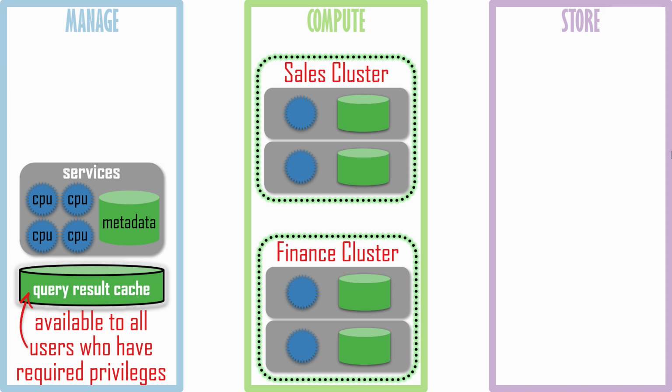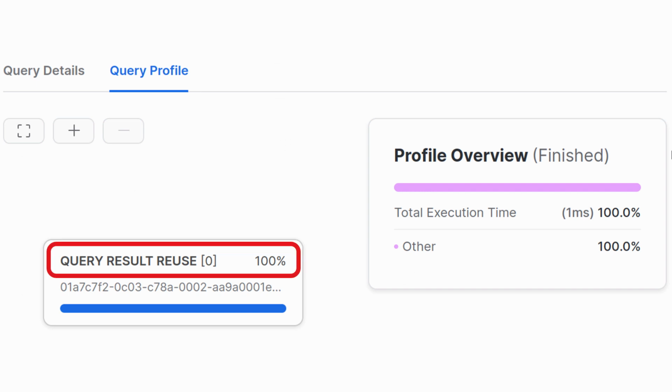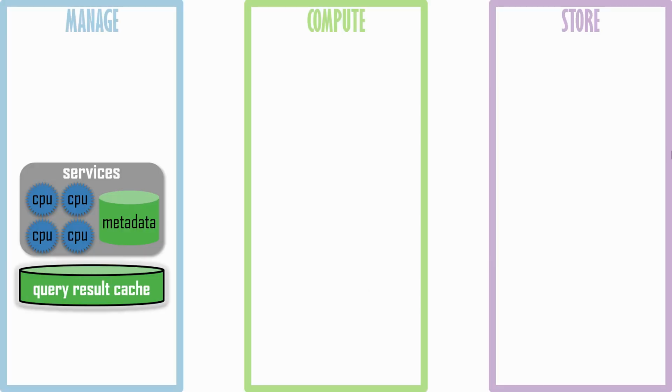And when she looks at her query's profile, she will see that she got a millisecond response time because my query's results were reused. This also means that since her compute cluster did not have to process her query, she was not charged any fees. Common wisdom is that Snowflake keeps a cache around for 24 hours, but there's a lot more to it than that.